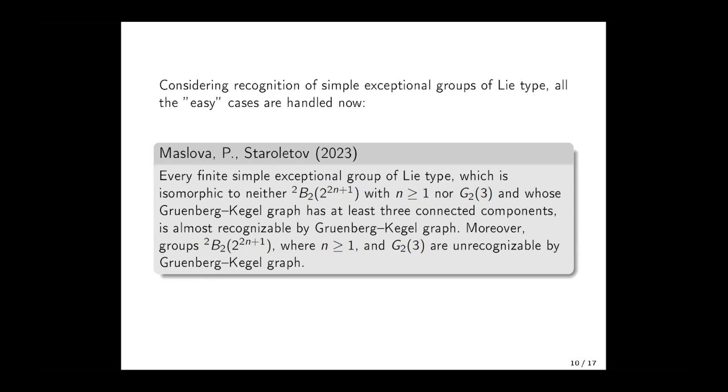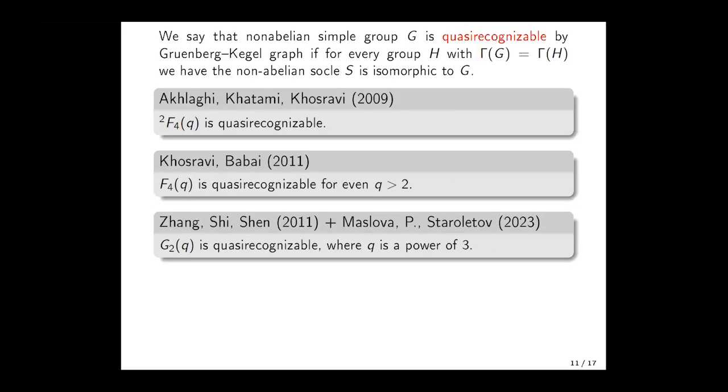So let me show you some of the key ingredients of the proof of this result. First of all, one more definition. We say that a non-abelian simple group G is quasi-recognizable by the prime graph if for every group H with the same Gruenberg-Kegel graph, the non-abelian composition factor of H is isomorphic to G. And in fact, it is the first arrow of our general method. And there are lots of results obtained like 10 years ago.